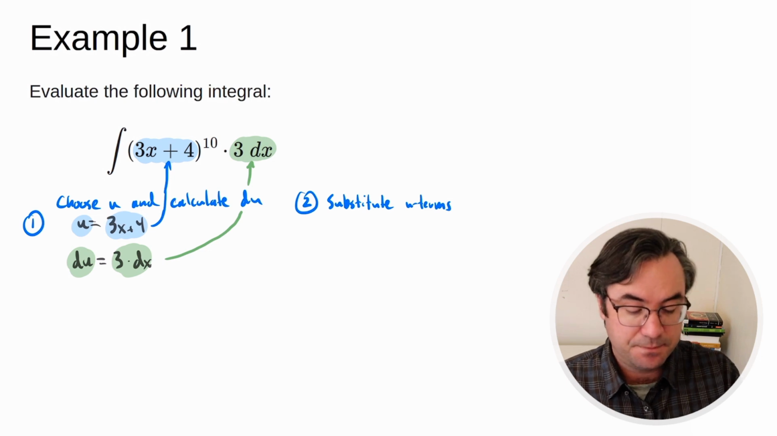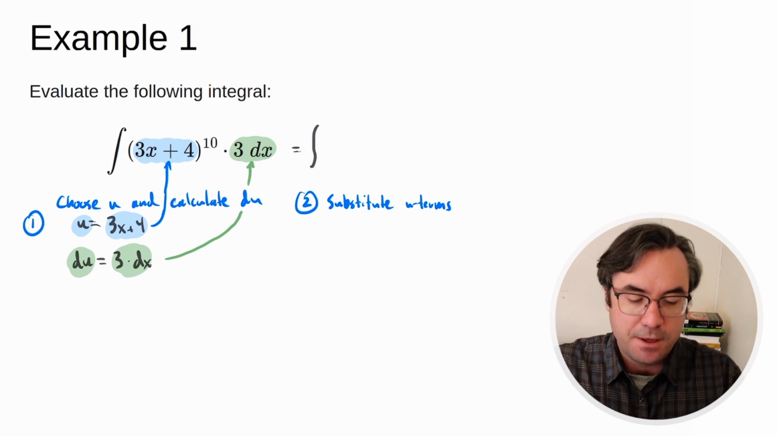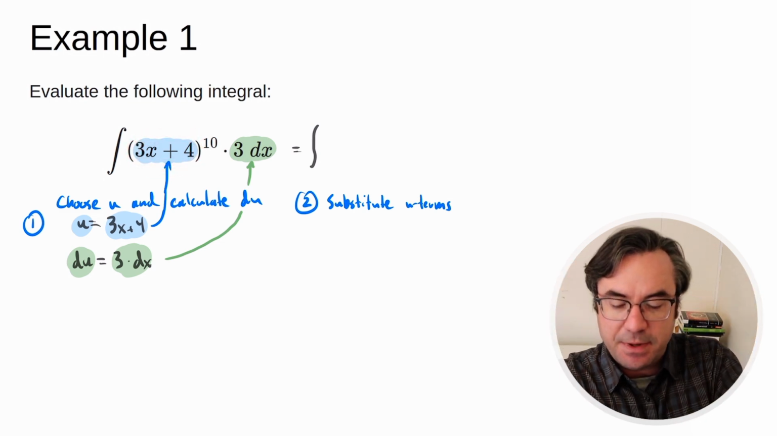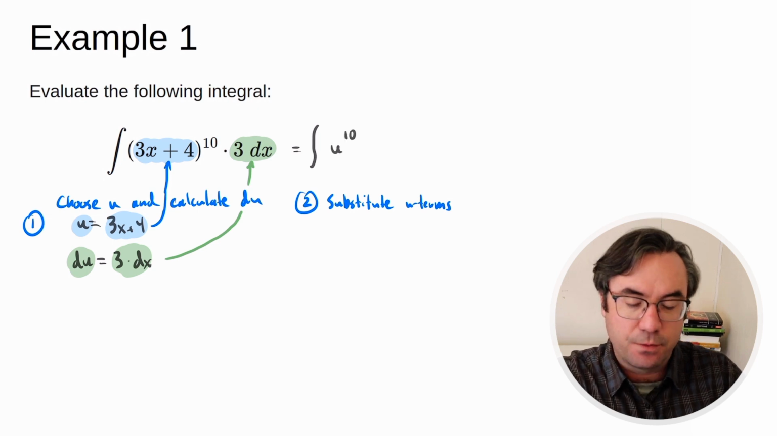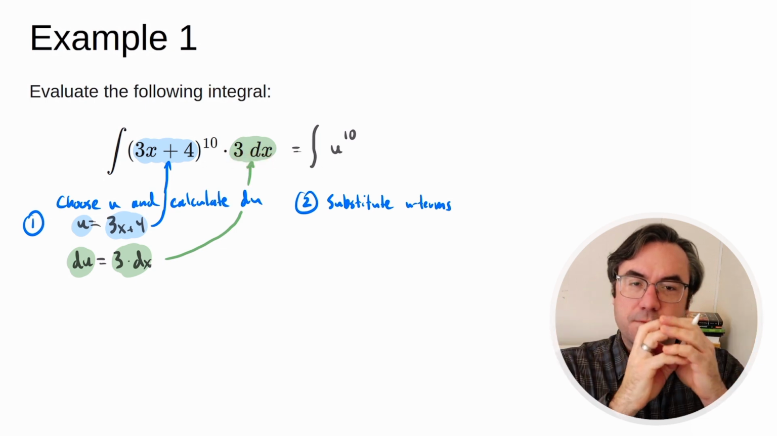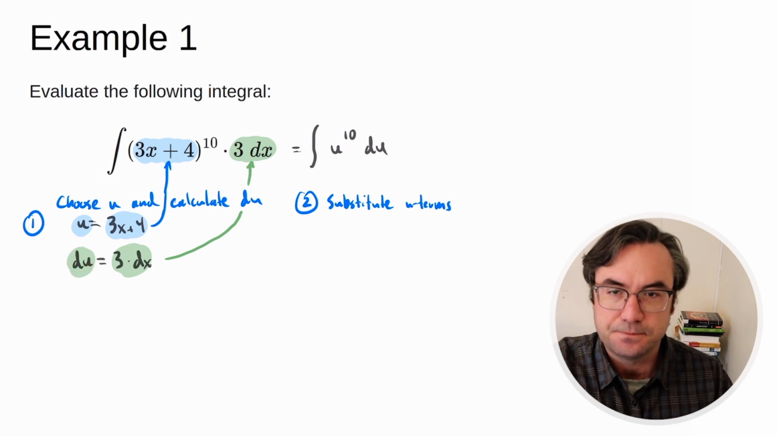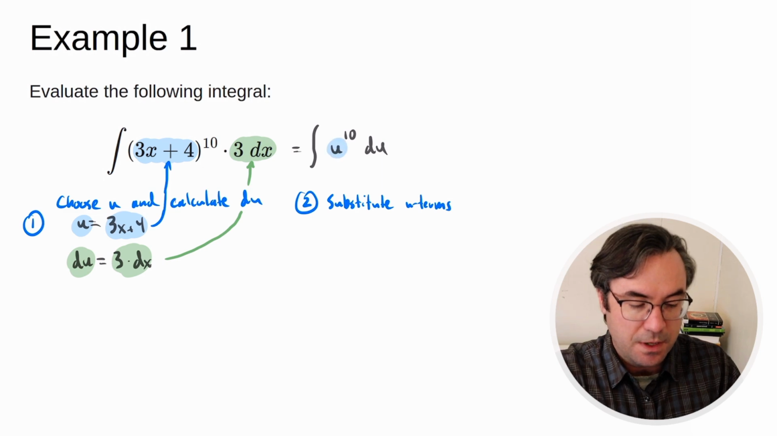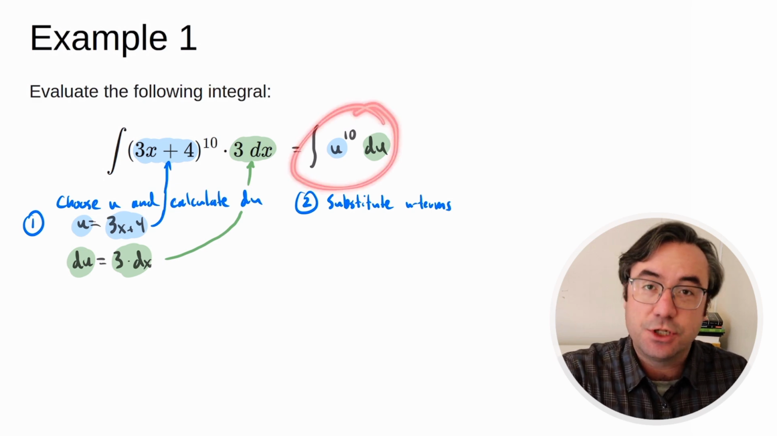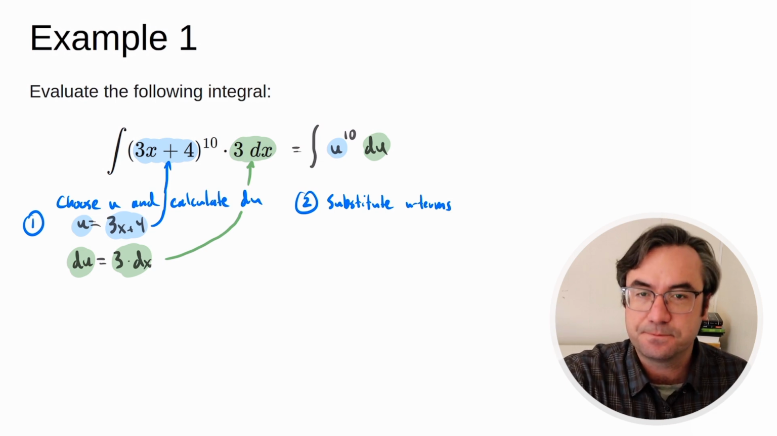So let's do it. Let's substitute it in. And this is going to give us a new integral, a u integral. So that 3x plus 4 all gets swallowed up and becomes u. So we're going to have u raised to the power 10. And then that 3dx at the end gets swallowed up and becomes just this new differential du. So this way, what we're kind of doing is we're integrating just the outer function. We're undoing the derivative of the outer function, essentially.